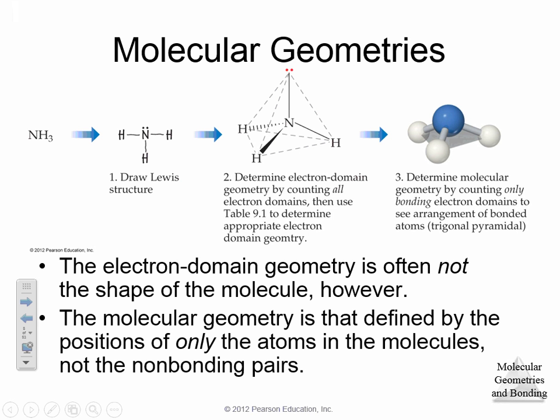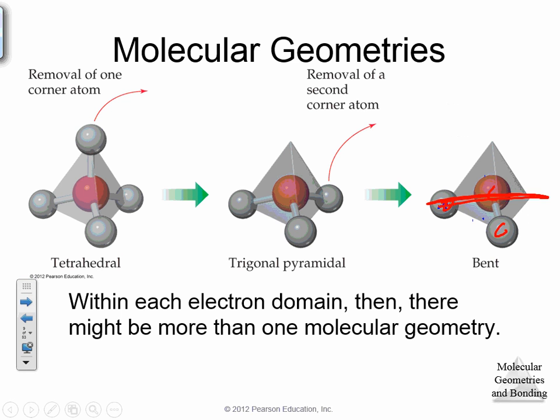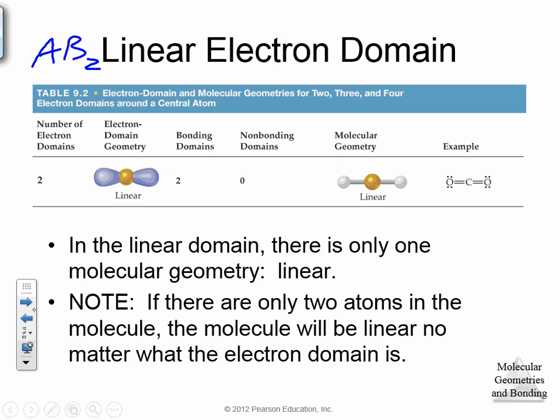Just giving kind of an idea, the electron domain geometry is not often the shape of the molecule. It's defined by the positions only of the atoms in the molecule, not the bonding pairs. So what we're figuring out may not be the actual identity of the molecule, but it's going to be pretty close. There's a possibility that there can be more than one geometry. So as you can see here, we can go from tetrahedral, 4 domains, to trigonal pyramidal, 3 domains, to bent, 2 domains, all with the same idea if we remove an atom. So with that, let's go through and talk about the different electron domains.